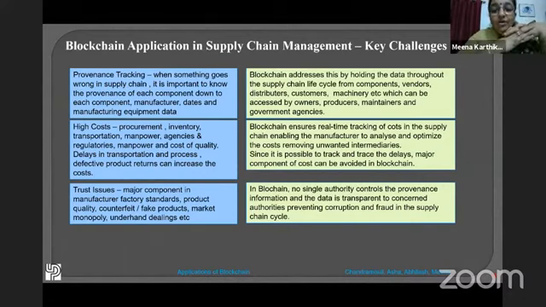Blockchain addresses this complete issue by holding the data throughout the supply chain. It can cover the complete supply chain life cycle. It can also hold the details of components, distributors, customers, everything, so that tracing is possible. All the payments can also be traced.